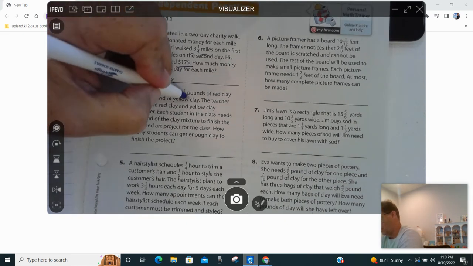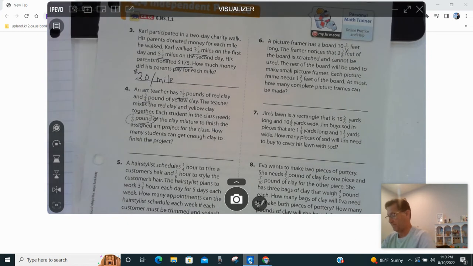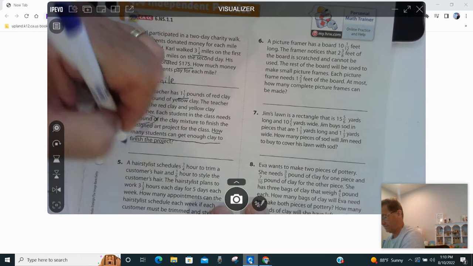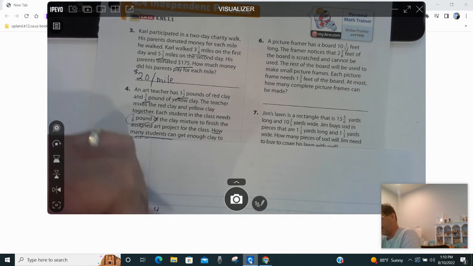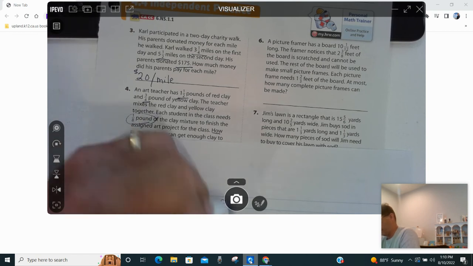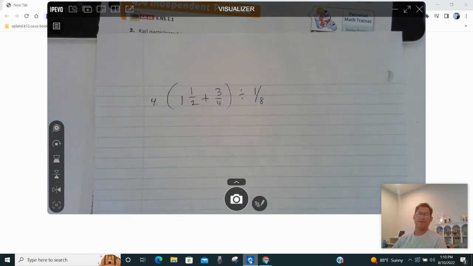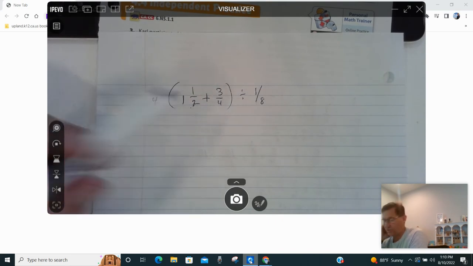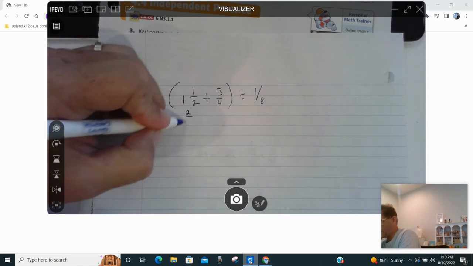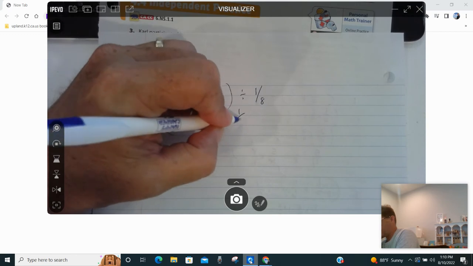Okay, so we have 1.5 pounds and 3/4 pound mixed together. It's going to be given out in 1/8 pound blocks. So we need to add 1.5 plus 3/4, and I'm going to divide that by 1/8. Okay, we know that 1/2 can become 2/4 by multiplying by 2. So 1.5 is the same as 1 2/4 plus 3/4 divided by 1/8.